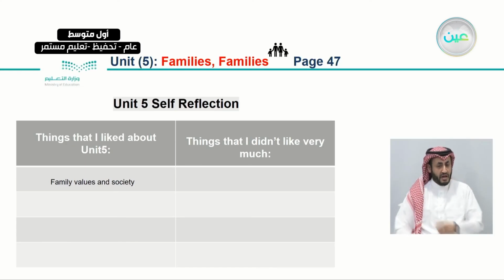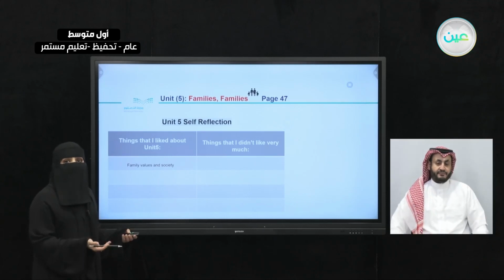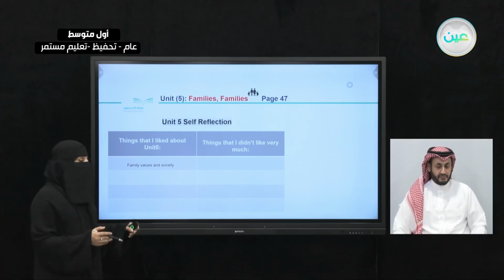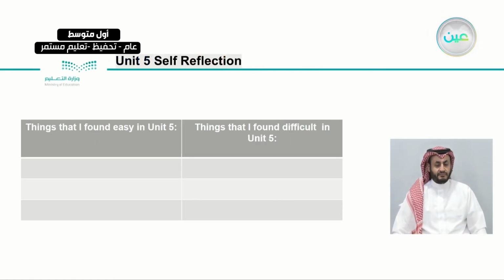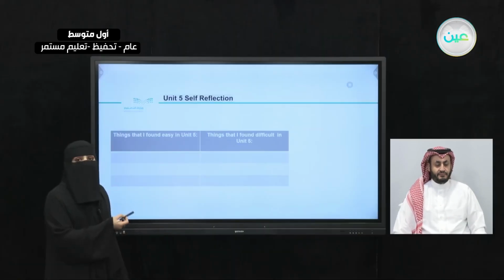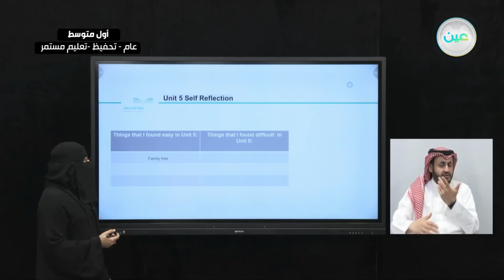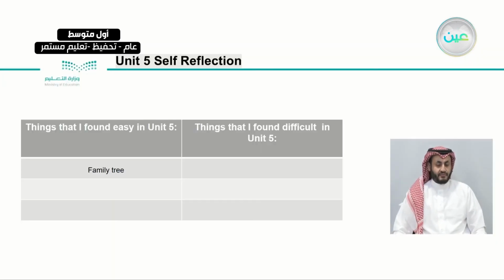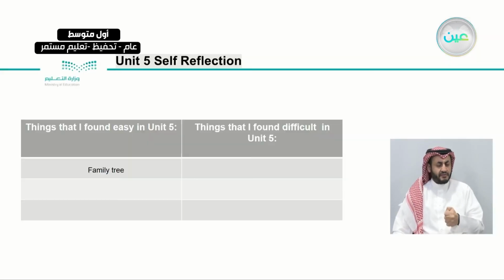Personally, I enjoy family values and society, that reading passage when we talked about our Vision 2030, our vision in Saudi Arabia. I enjoyed that. How about things that you didn't like very much? You can write down. Also in here, things that I found easy in Unit 5, things that I found difficult in Unit 5. This section will help you to maybe see where you are in English language. Basically, things that I found easy is family tree. It was easy for me to create my own family tree. How about you? Was it fun? How about things that you find difficult or challenging?